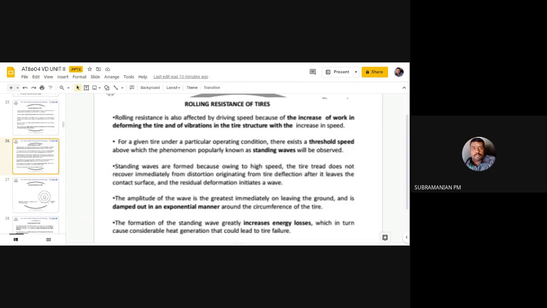That is, what will happen when you increase the driving speed? When you are driving at high speed, there will be an increase of work in deforming the tire, and there will be vibration. These are the two things that arise due to an increase in speed. There will be a threshold speed, and over this speed a standing wave will be created.